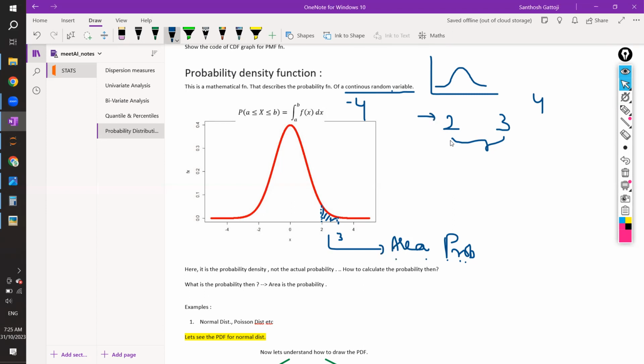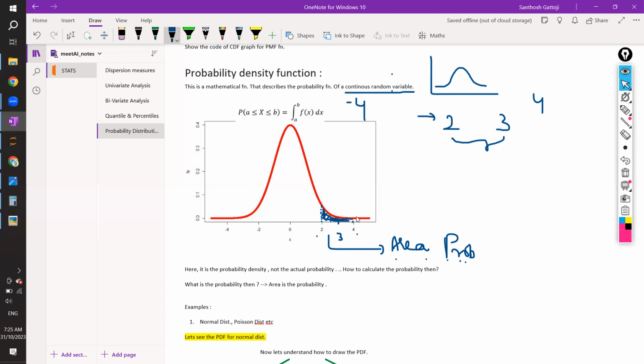If I want to find between 2 and 3, you can get the area between 2 and 3. If I want 2 and 4, I will consider all the area you are seeing over here, and that is the probability for this random variable. We don't know what the experiment is, but that random variable will have some outcomes, and the probability for that outcome to fall between 2 and 4 is the area under this graph between 2 and 4.